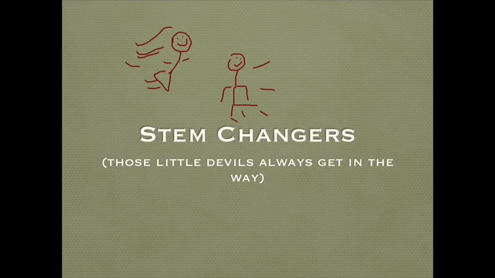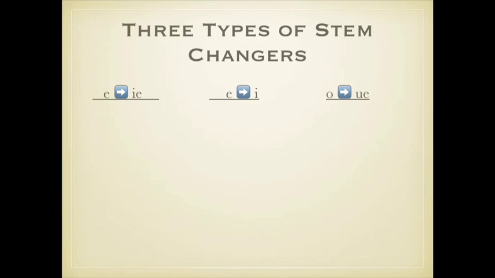We're going to talk about stem changers. Those little devils always get in the way. Now, what we have to understand is there are three types of stem changers: E to IE, E to I, and O to UE. Now, the question is, how do you recognize whether a verb is going to be an E to IE, E to I, or O to UE? Or let alone if it's even a stem changer, huh? That's always the question. Well, you don't know. You have to memorize them.